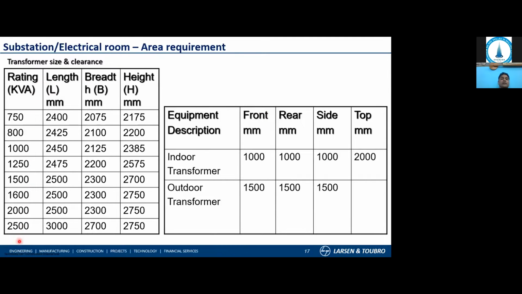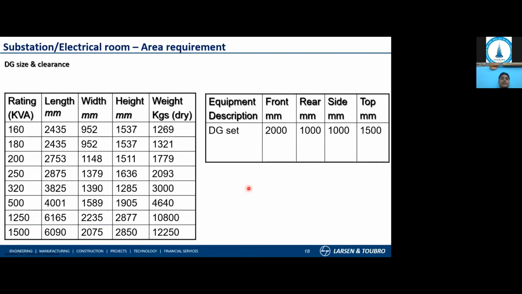And these are all the typical transformer ratings, the dimensions, and the requirements you need to follow, the clearances for maintenance and operations. This is again for the DG, which will give you a fair idea of the clearance and the dimension I need to maintain.